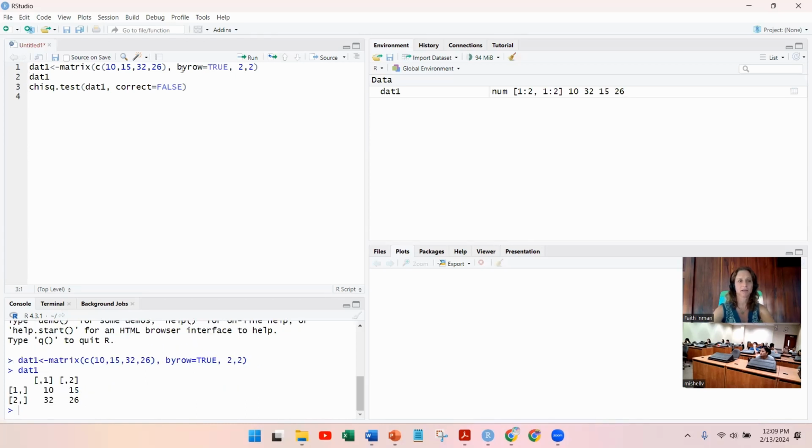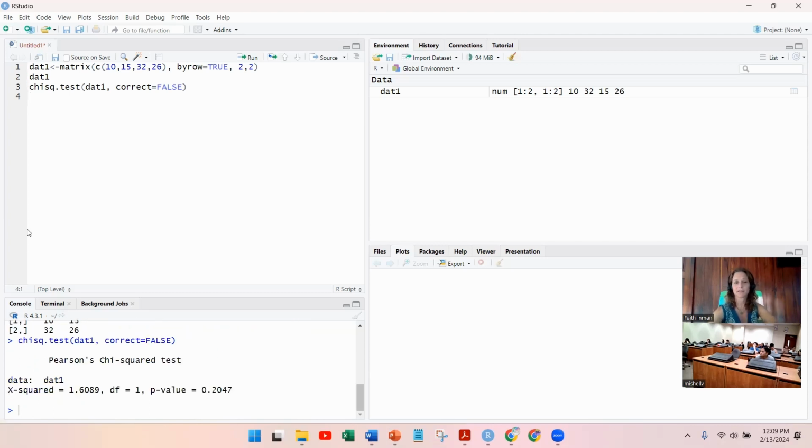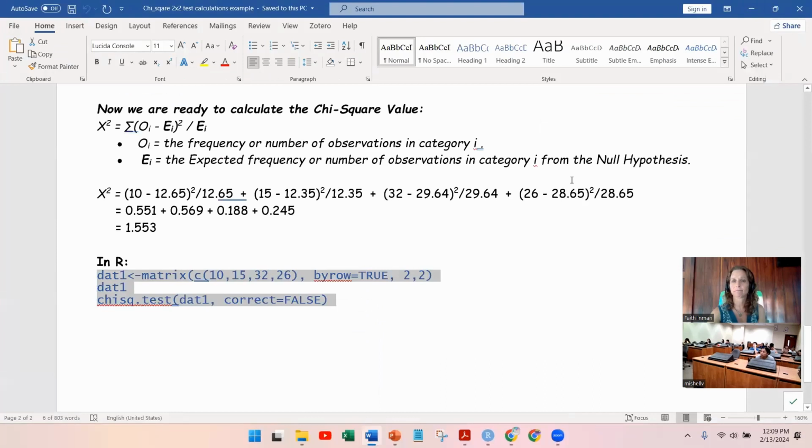I created DAT1. I look at DAT1. What does it look like? 10, 15, 32, 26. Just like our matrix. Run the next line. There's our chi-square test. There's our chi-square value, our degrees of freedom, and our p-value. That's it. So is there an association between being depressed and taking either St. John's wort or Prozac? Nope. No association. We fail to reject the null hypothesis.